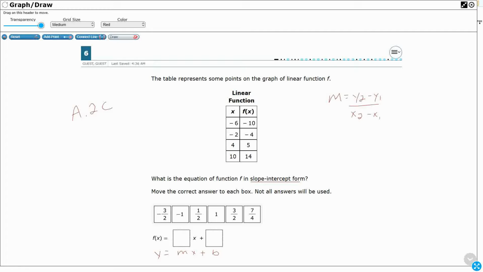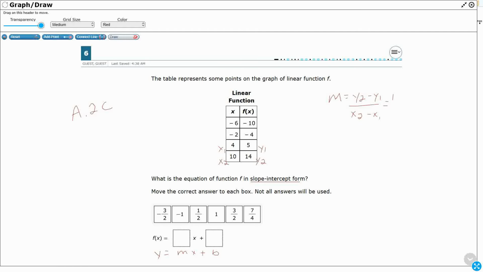Now let's just pick a y2 and a y1, x2 and x1. I can use any x's and y's as long as the y2 is matched up with the x2 and the y1 is matched up with the x1. I pick those simply because they're positive, and when you subtract negatives, there's more of a chance of getting things incorrect.